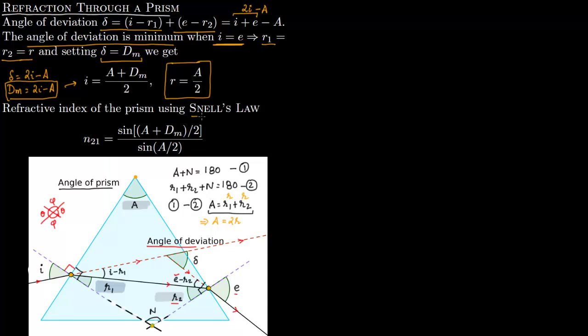Now we just apply Snell's law. The angle of incidence is here. So sine I by sine R is equal to n21, which is nothing but n2 over n1. Sine I is sine of A plus dm by 2. This is what we write for I, and R is equal to A by 2, and this is what we write for R.